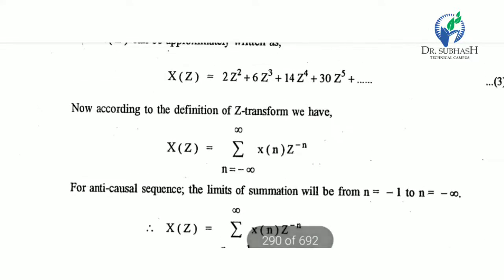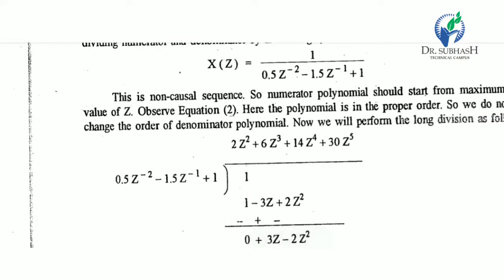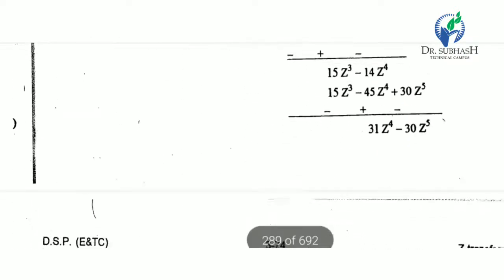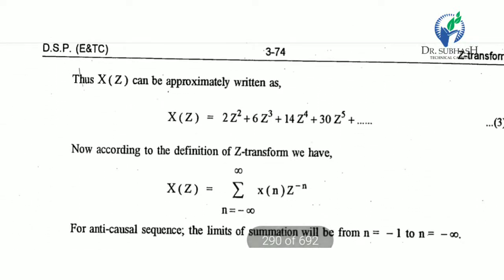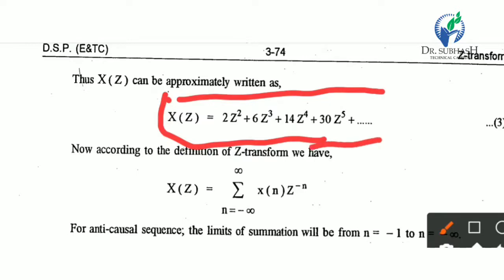Now we have x of z equal to whatever we get. It is our x of z. So x of z equal to 2z square plus 6z cube plus 14z raised to 4 plus 30z raised to 5, and so on. We just stop our division, but it will be infinite, it will be continuous, but up to the 4 or 5 points we will take.